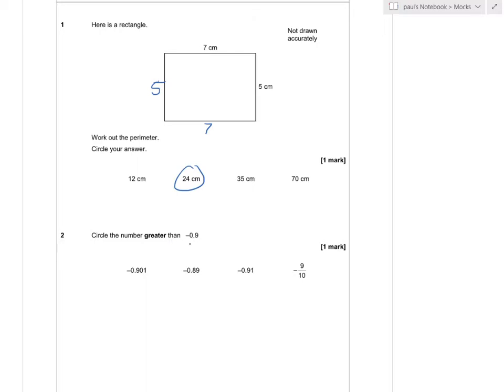Circle the number greater than minus 0.9. Greater than minus 0.9. Oh, a tricky question.